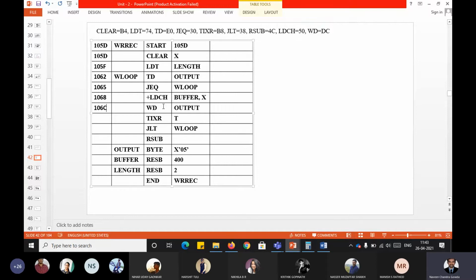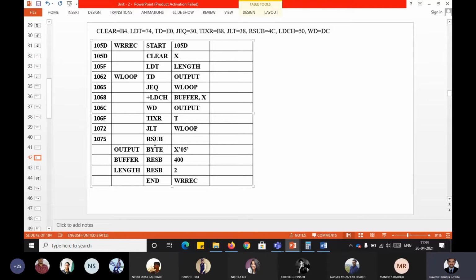It is plus 4. Again, WD OUTPUT, it is again format 3. So 106C plus 3, you get 106F. Again, here you can observe it is TIXR T. T is what? A register. It is the same as CLEAR X, acting only on the register. When it is acting only on the register, it is format 2, for which you need to allocate only 2 bytes. So F plus 2 is 12, and you will get 1072. Again, JLT WLOOP, again format 3, so you will get 1075.